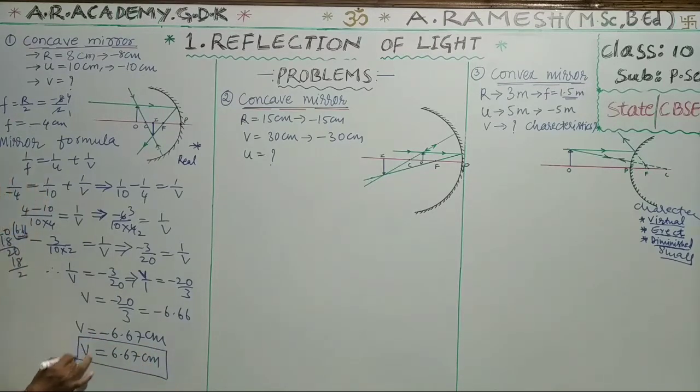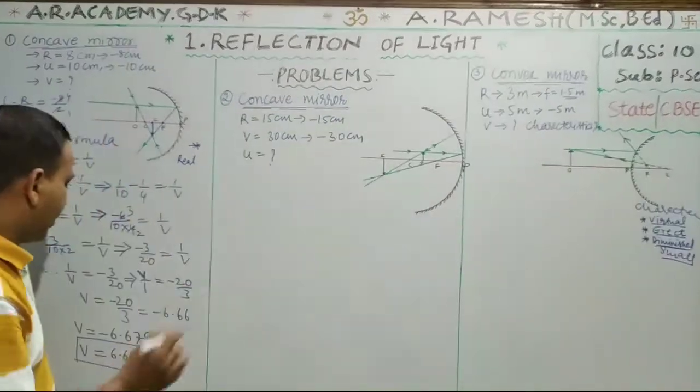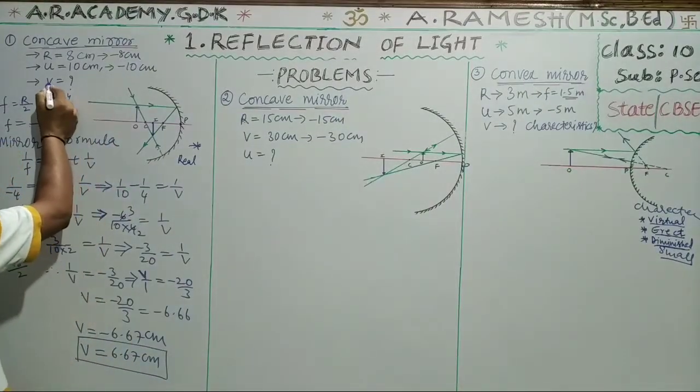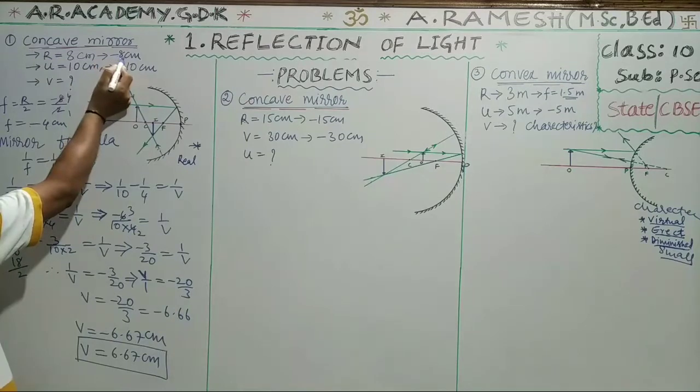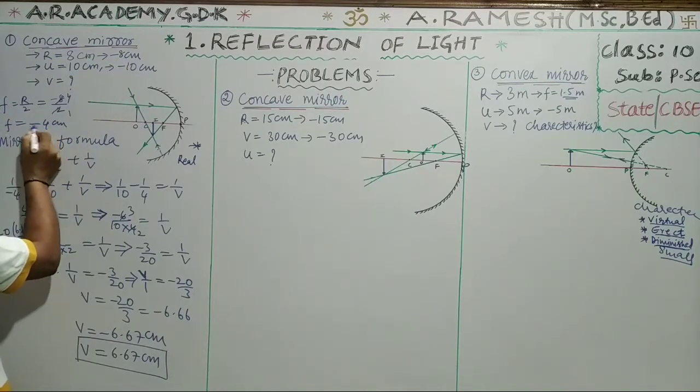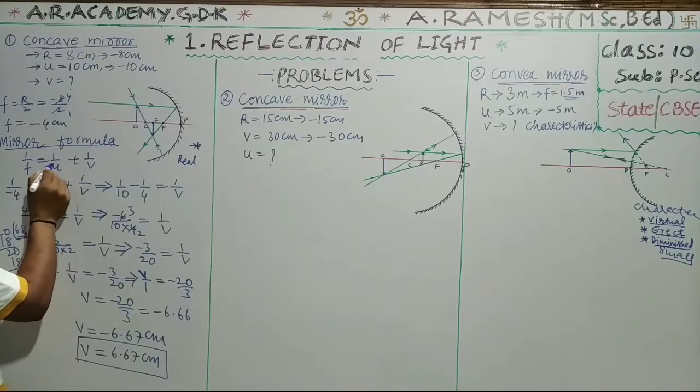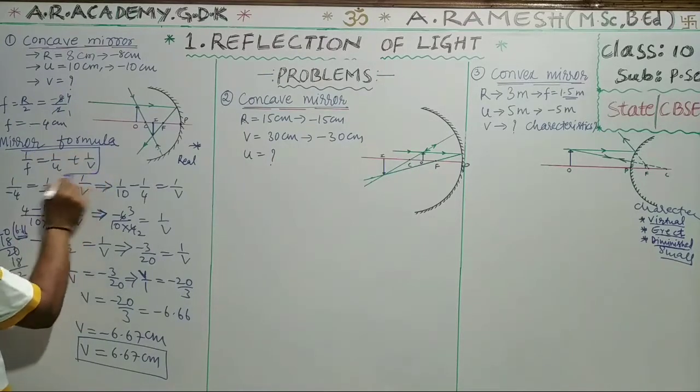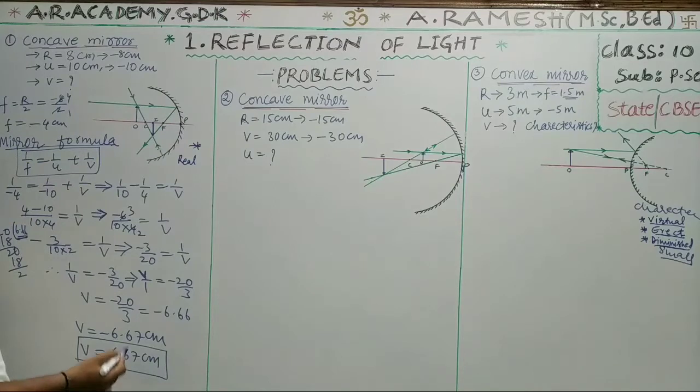This minus sign indicates that it is in the opposite direction of the light rays. That you have to remember. What did he ask us to find out, and what did he give? Radius he gave. From that we calculated F. By using the F value, U and V, using the mirror formula 1 by F equals 1 by U plus 1 by V, we calculated the image distance. How much did we get? 6.67 centimeters.